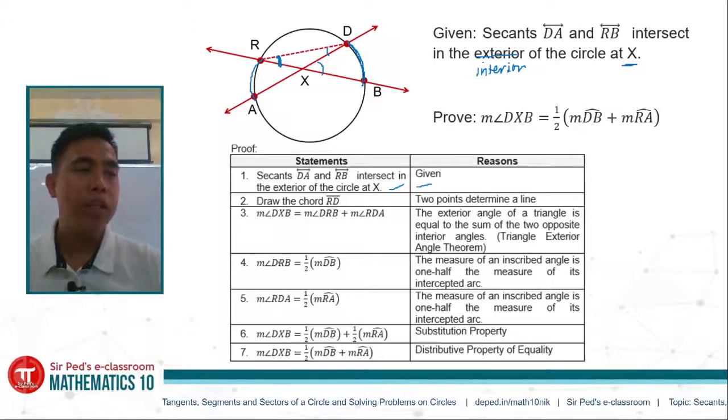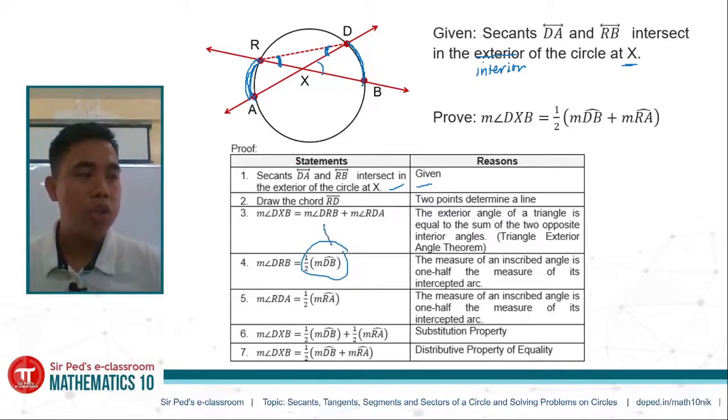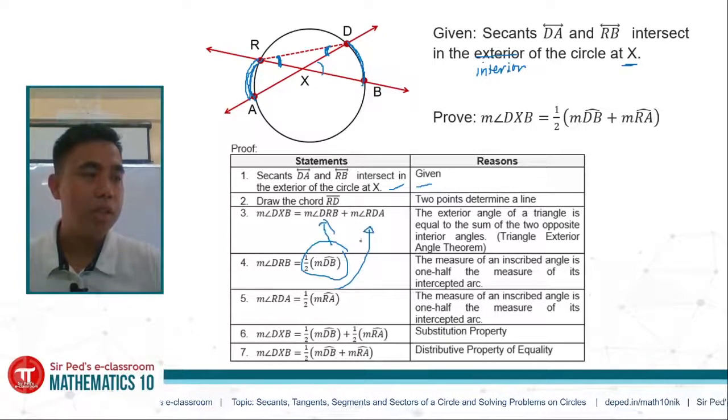Then the measure of angle DRB is 1/2 the measure of its intercepted arc, DB. So, 1/2 of the measure of arc DB, by the measure of an inscribed angle is 1/2 the measure of its intercepted arc. And also, the measure of angle RDA, this one, is equal to 1/2 of its intercepted arc, RA. So, the same reason.